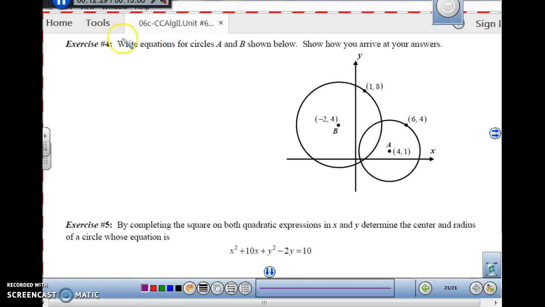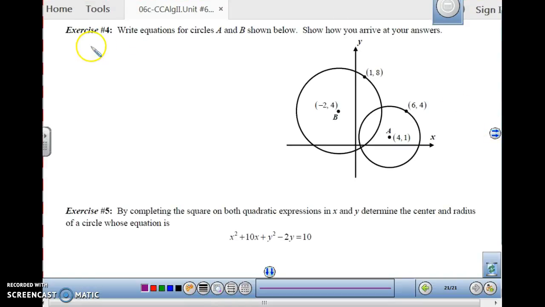Now that we know the formula, we can actually use the equation of a circle to write its equation based on just a circle, center, and one point on the circle. So let's take a look at these two circles. We want to write the equations for them and show how they write the answers. Remember, the general form of any circle is (x minus h) squared plus (y minus k) squared equals r squared. All right, so we have circle A and circle B.